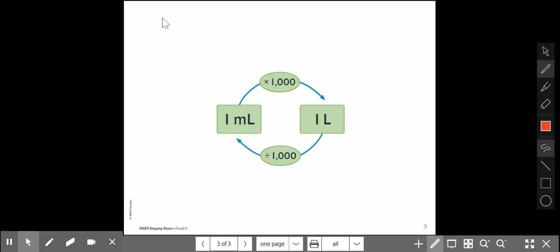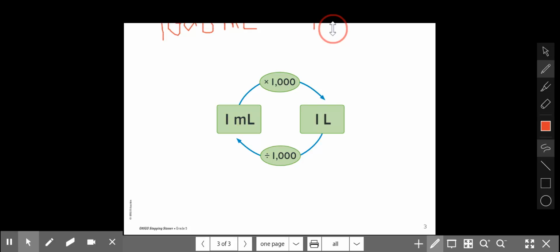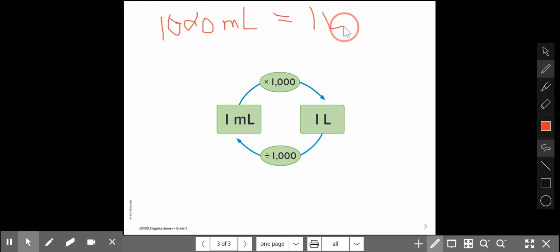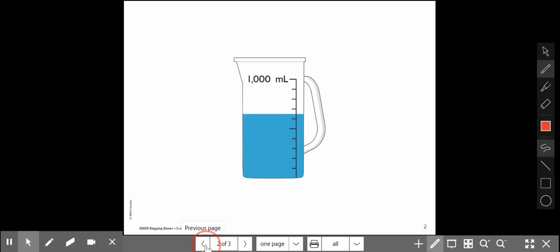So what I really want you to understand is that 1,000, sorry for the weird, terrible numbers, 1,000 milliliters equals 1 liter. Okay, now let's go back to the first slide.